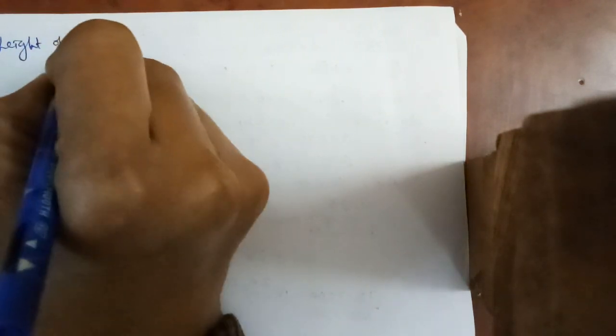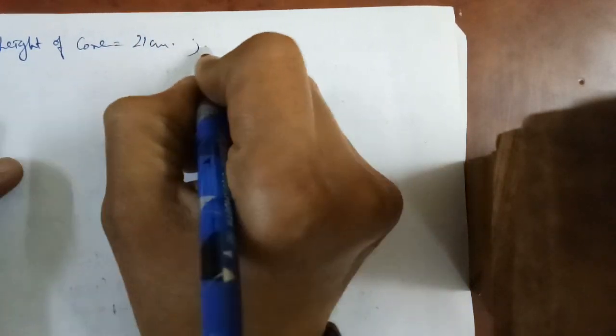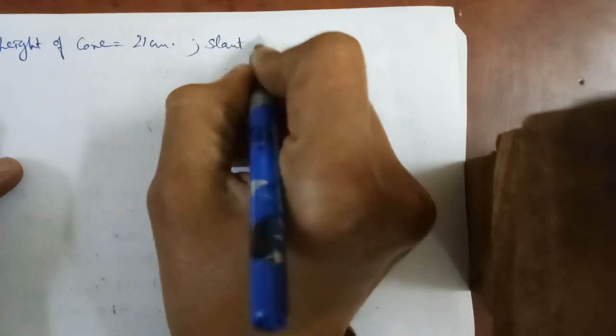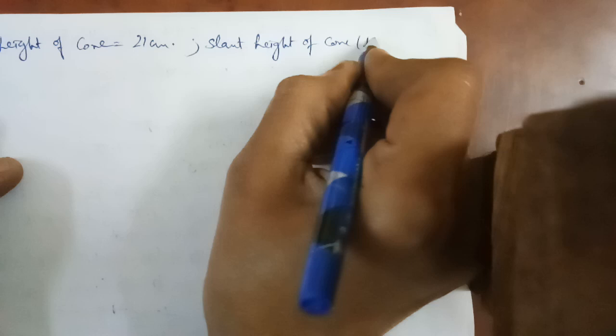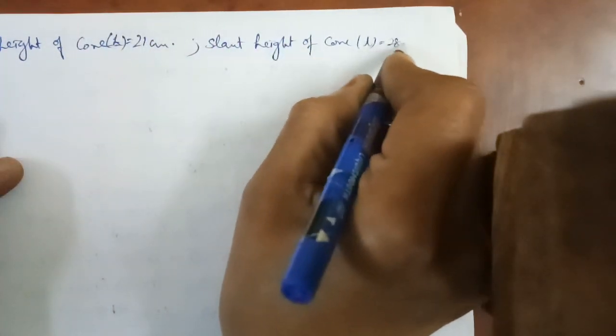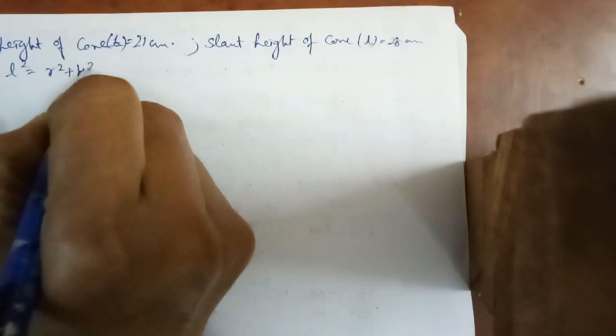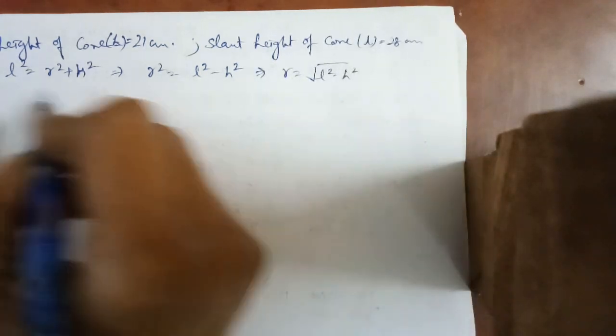Height of the cone is equal to 21 centimeters. Slant height of the cone, this is L and this is H, is equal to 28 centimeters. We have to adjust here: L square is equal to r square plus h square. That means r square is equal to L square minus h square, and the value of r is equal to root of L square minus h square.